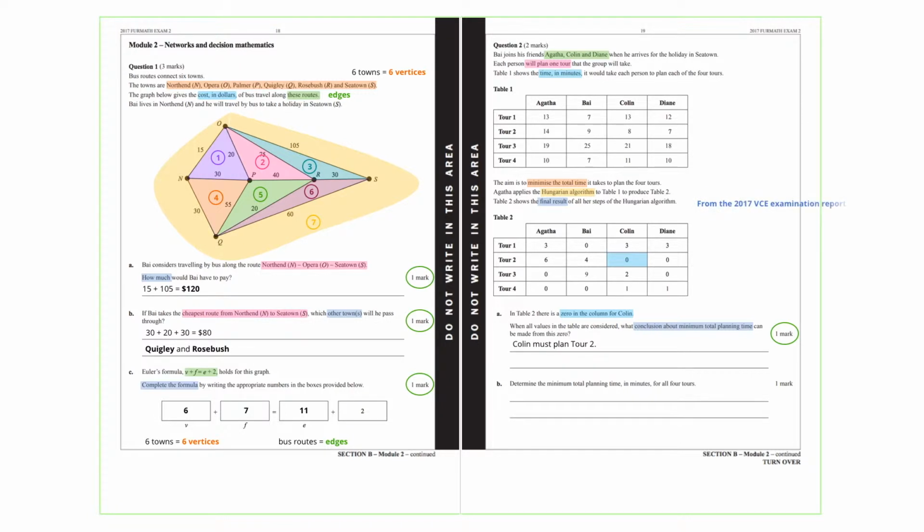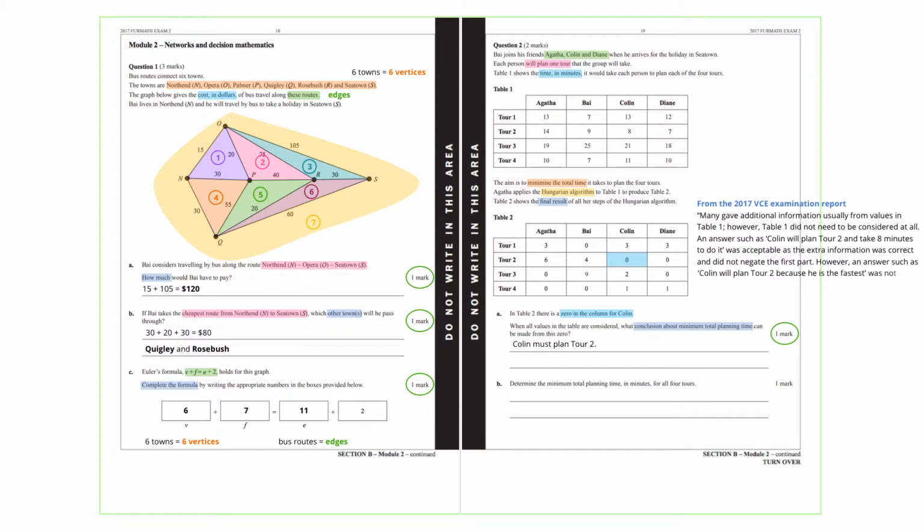From the 2017 VCAA examination report, many gave additional information, usually from values in Table 1. However, Table 1 did not need to be considered at all. An answer such as Colin will plan tour 2 and take 8 minutes to do it was acceptable, as the extra information was correct and did not negate the first part. However, an answer such as Colin will plan tour 2 because he is the fastest was not correct, as Diane could plan tour 2 more quickly than Colin. The algorithm gives the best overall allocation, taking all values into account.